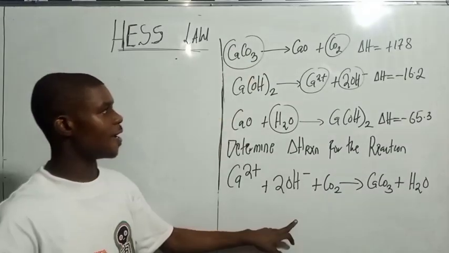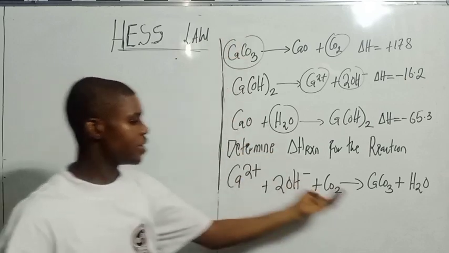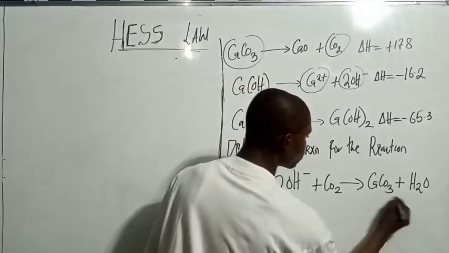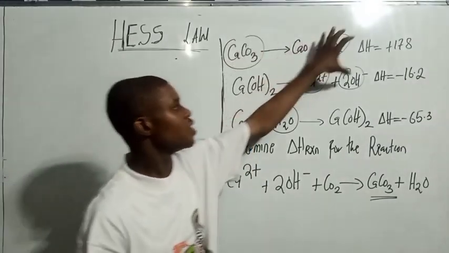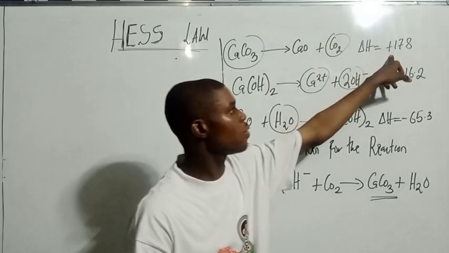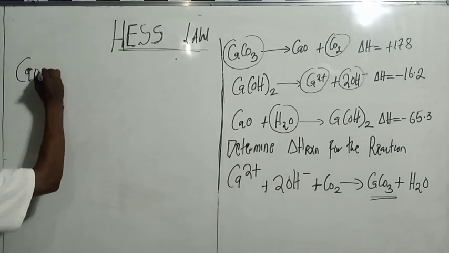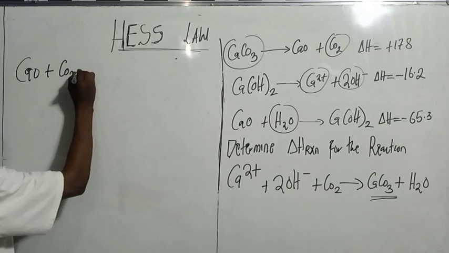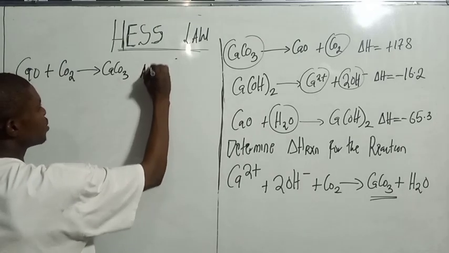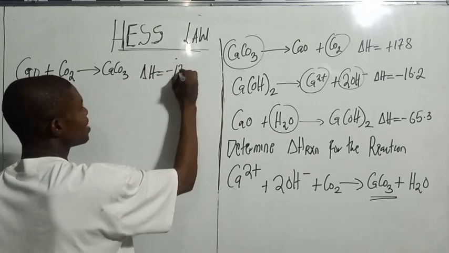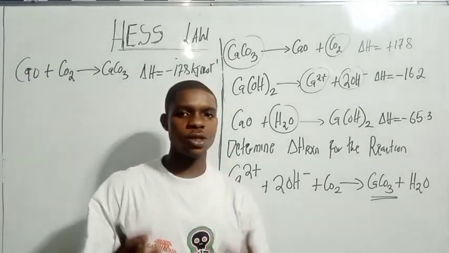So if you compare this one and this one here, see calcium carbonate is on the reactant side here, but here it is on the product side, right? So what we want to do here is to reverse the equation. If you reverse the equation here, the one of this will move here, the one of this will move here, right? The sign will change to negative. So that's what we want to do here. So here we have CaO plus CO2. Here we have CaCO3. Do you see that? So my delta H is minus 178 kilojoules per mole. The unit is only kilojoules per mole. The unit will be given to you.